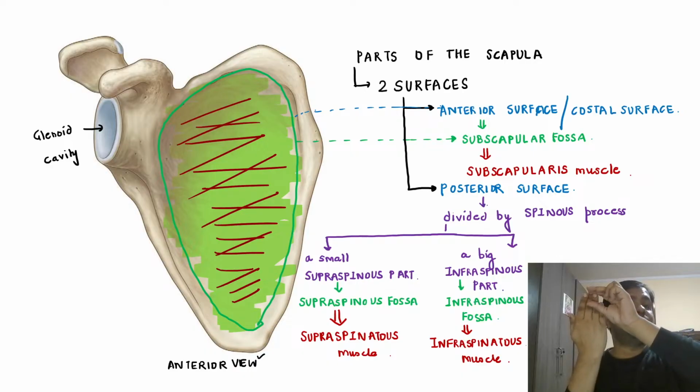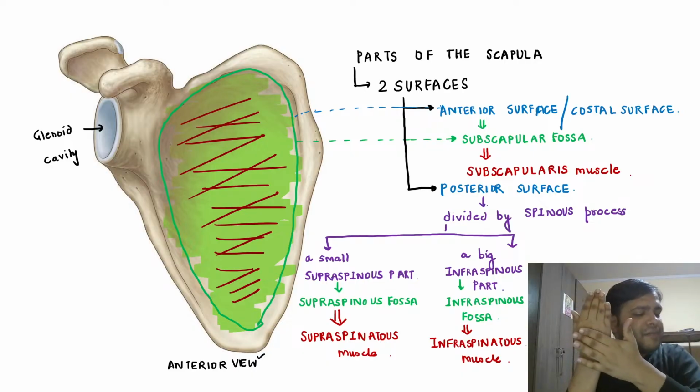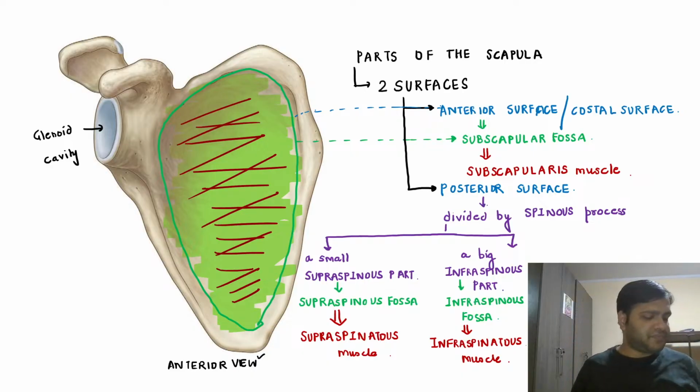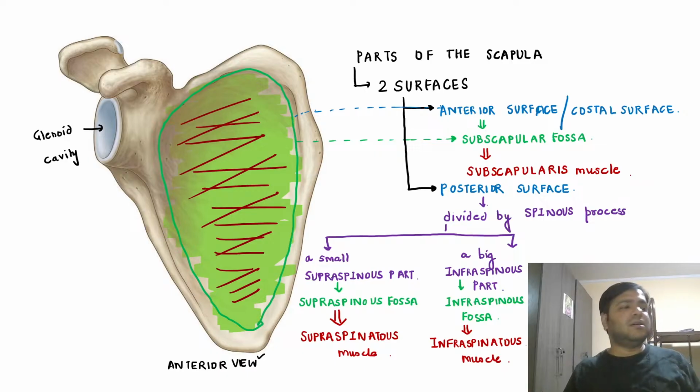Supraspinous part contains the supraspinous fossa. Infraspinous part contains the infraspinous fossa. Supraspinous fossa contains the supraspinatus muscle. Infraspinous fossa contains the infraspinatus muscle. Right? So I hope this is clear to everyone. Let us just try to look at the images of the muscle, right?